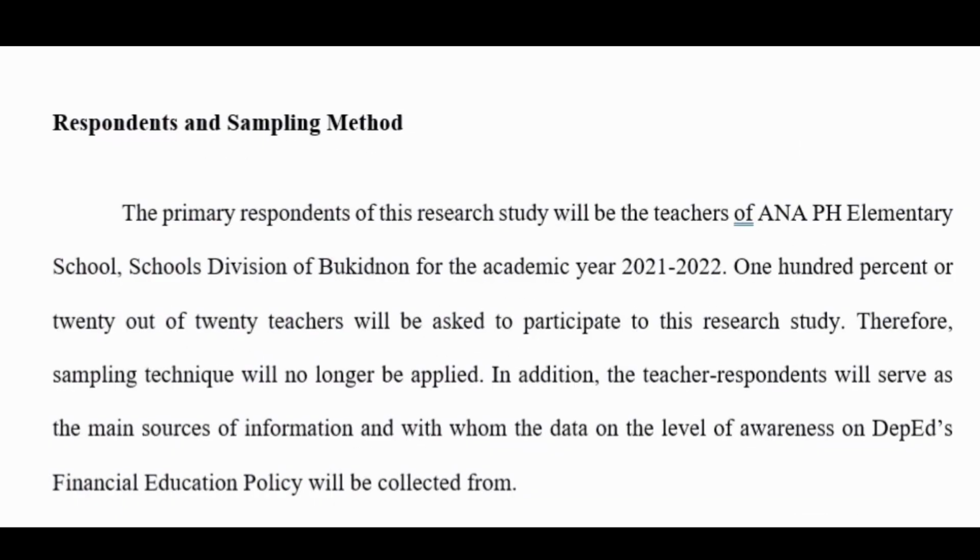Respondents and sampling method. The primary respondents of this research study will be the teachers of Ana PH Elementary School, Schools Division of Bukidnon for the academic year 2021-2022. 100% or 20 out of 20 teachers will be asked to participate in this research study. Therefore, sampling technique will no longer be applied. In addition, the teacher respondents will serve as the main sources of information and with whom the data on the level of awareness on DepEd's financial education policy will be collected from.